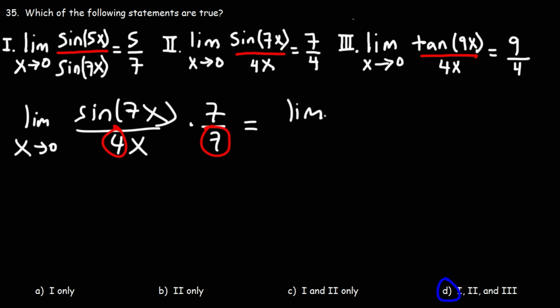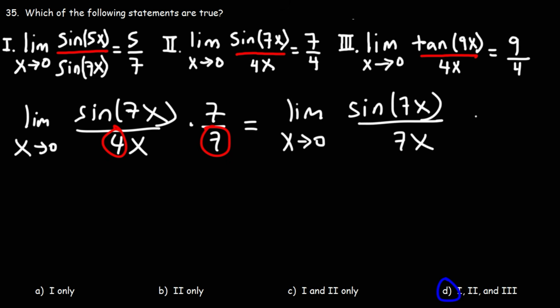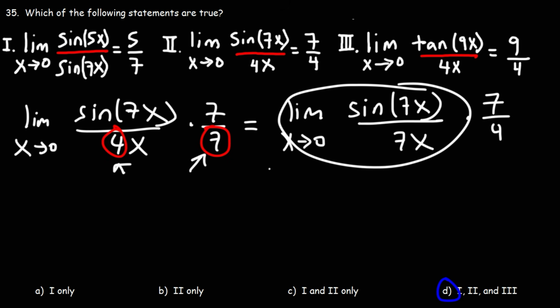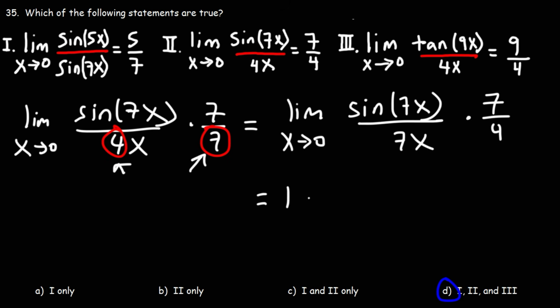So this becomes the limit as x approaches 0 of sine 7x over 7x times 7 over 4. So I just basically swap these two. Now this part is going to become 1. So this becomes 1 times 7 over 4, and that equals 7 over 4. So statement 2 has been verified. Now let's move on to statement 3.